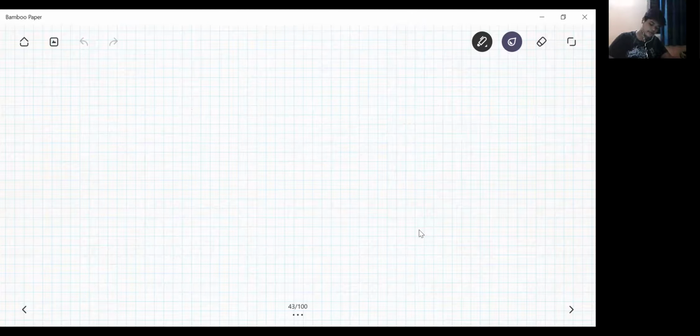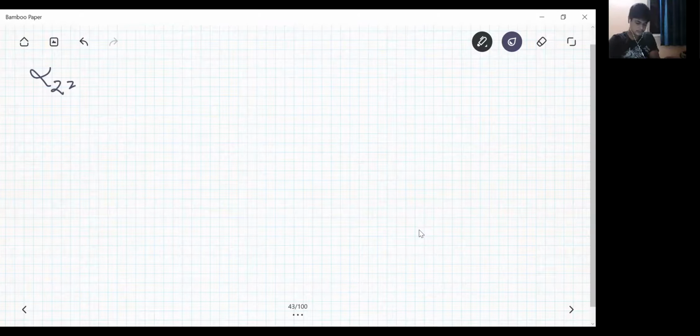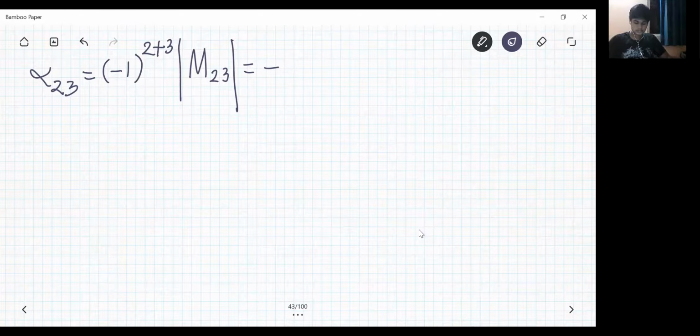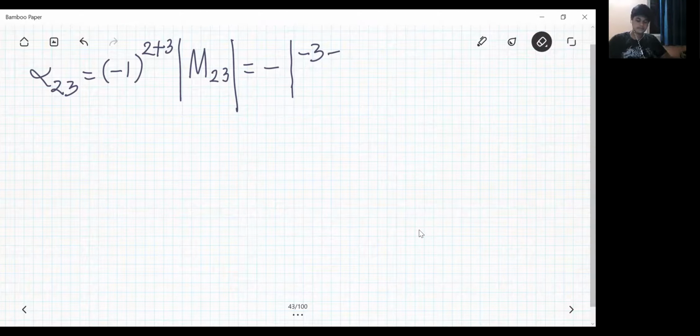Next we will find alpha 2, 3. Minus 1 to the power of 2 plus 3. So 2 plus 3 gives the minus sign, because of the odd number. M23: leave the second row and the third column. So you'll get minus 3, 6, 4, minus 8.